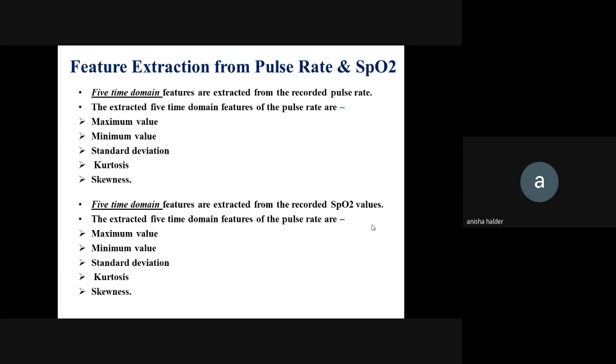So during the total time, if the video is of 1 hour length, we are taking the SpO2 in, say, 10 second intervals. Now we will measure the maximum value and the minimum value, and for pulse rate also the maximum value and the minimum value for an interval. Then the standard deviation can be calculated, then the kurtosis, and the skewness, the mathematically calculated features.